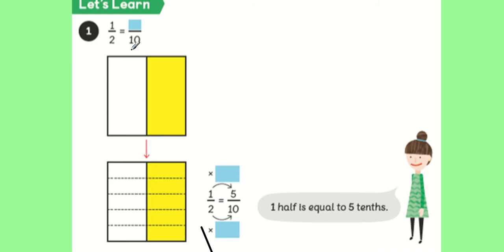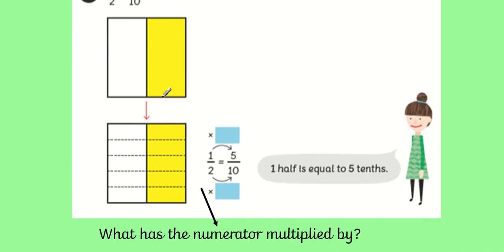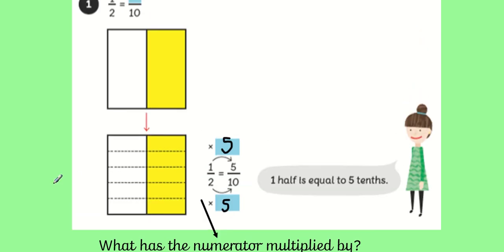So yep, so we know we wanted to write it in tenths, so we can put tenths on the bottom. We've got a picture here split into halves, and here it is split into tenths. So we know the same section, 5 tenths. We know that we've multiplied the denominator by 5, so we have to multiply the numerator, the top number, by 5. Okay, 1/2 is equal to 5 tenths.